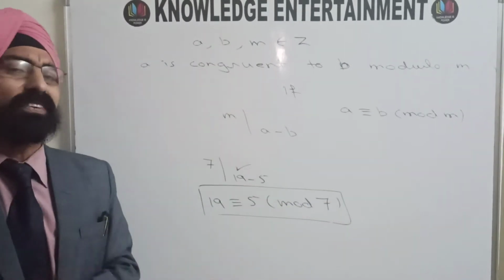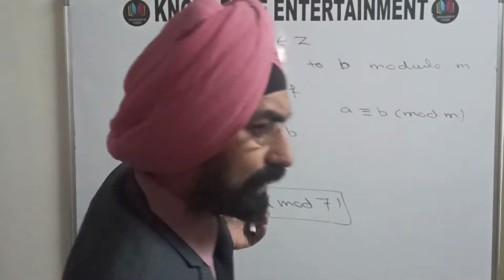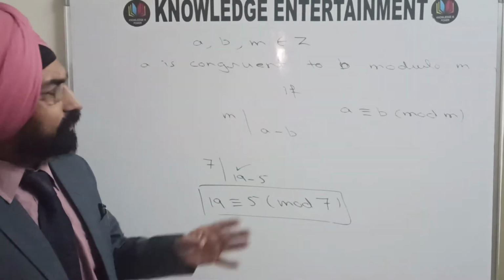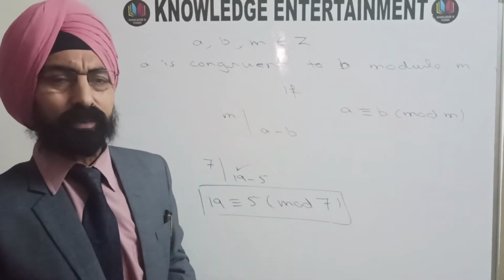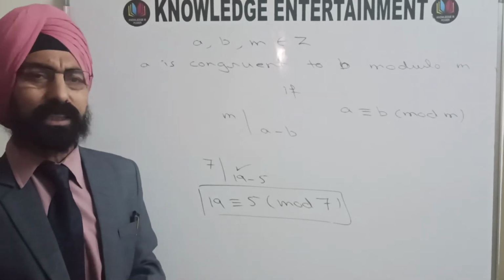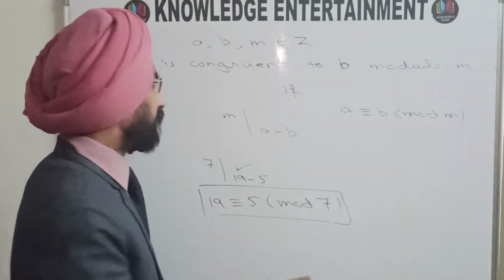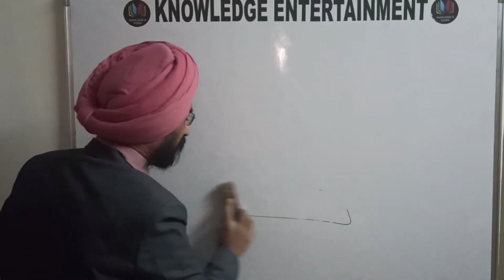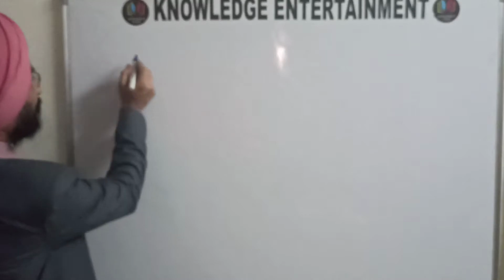So this is the definition of congruence, and now we will move on to some properties. Actually, this congruence is a relation between two integers a and b modulo m, where m may be any integer. So this relation we will check whether it is reflexive, symmetric, transitive, that means is it an equivalence relation or not, and then we will move ahead. So first of all, the first one is reflexivity.